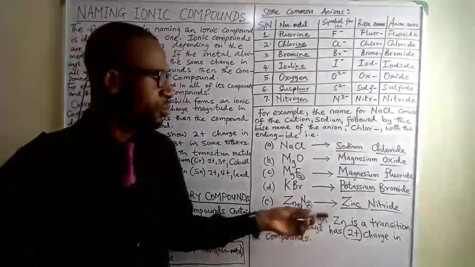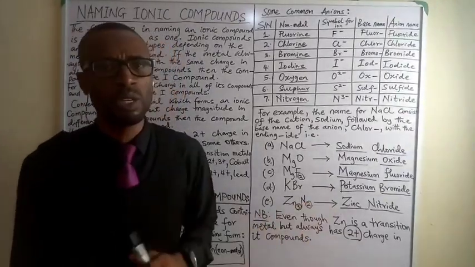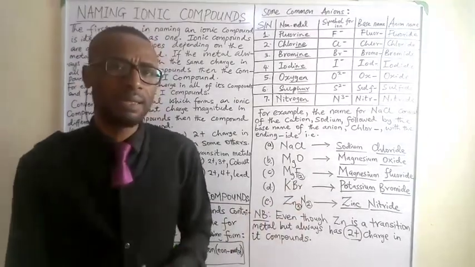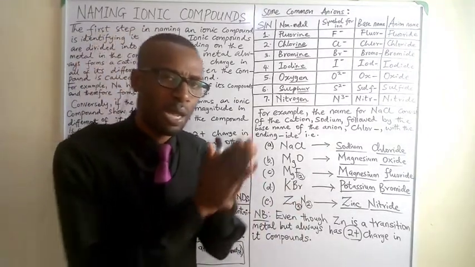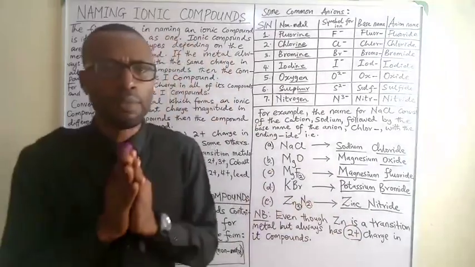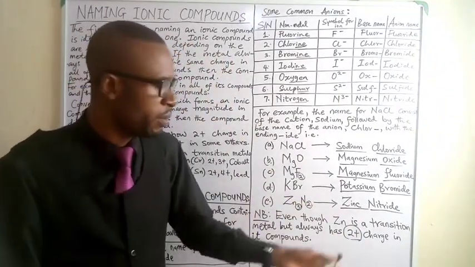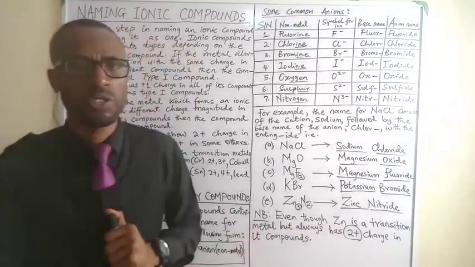However, we understood that zinc is an exception to the idea of type 2 compounds, in that zinc forms type 1 compounds because it doesn't show variable oxidation state. In all of its compounds, it will have 2+ charge.